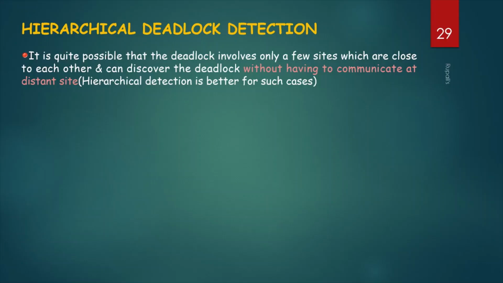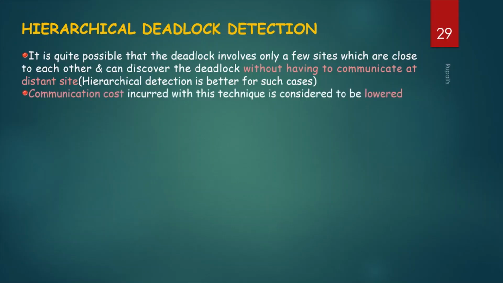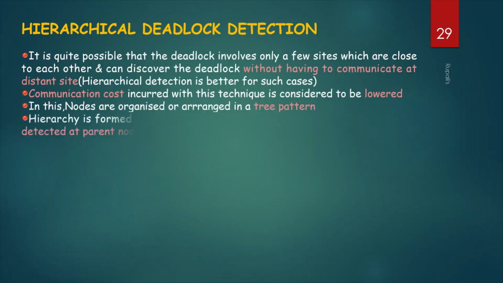So, why is hierarchical deadlock detection required? Here, the communication cost incurred with this technique is considered to be lowered. Here, nodes are organized or arranged in a tree pattern, and a hierarchy is formed, and a tree of deadlock detectors is formed, and deadlock is detected at the parent node or root node.